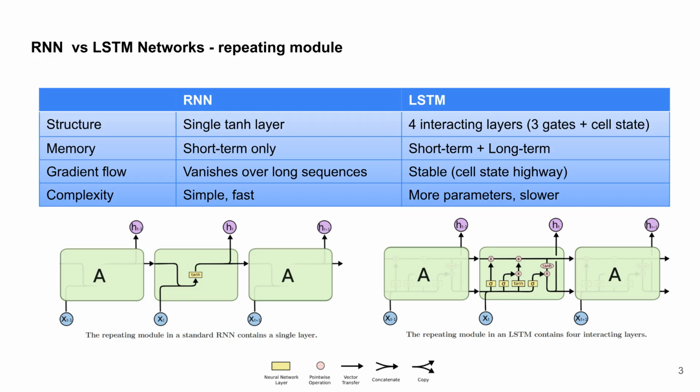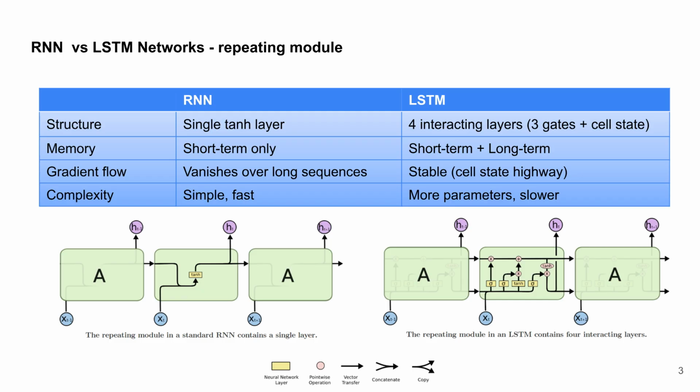Now let's compare standard RNNs with LSTM networks to understand the key differences. Looking at the structure, a standard RNN has just a single tanh layer in its repeating module. In contrast, an LSTM has 4 interacting layers, 3 gates, plus the cell state mechanism. In terms of memory, standard RNNs only have short-term memory. They struggle to remember information from more than a few time steps back. LSTMs, however, maintain both short-term and long-term memory through their dual-state mechanism.